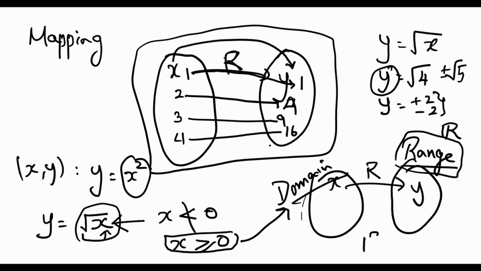The set of all real numbers is usually written with two lines for R, like this. So all real numbers is the range for this relation, and all non-negative real numbers is the domain for this relation. So this is what is called domain and range, which you will be doing in detail very soon.